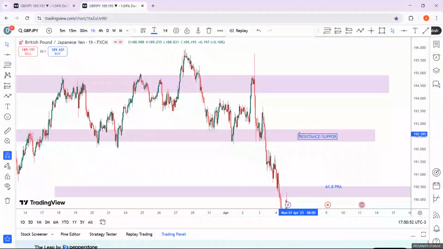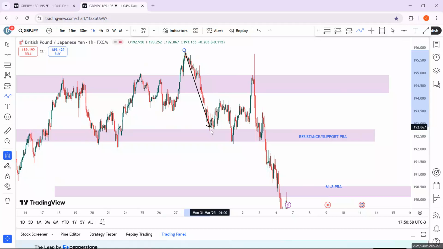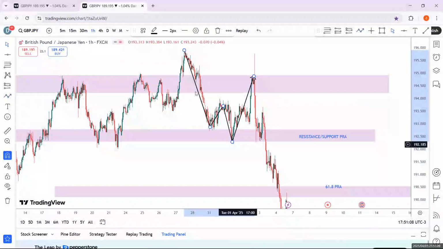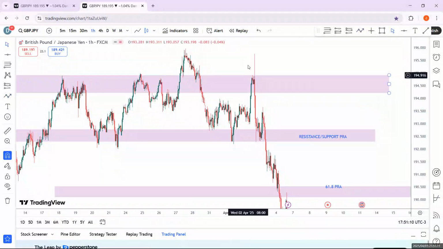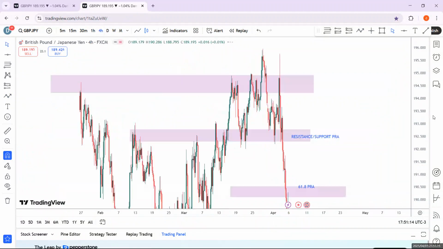Just like we said, this level here was a resistance slash support, only for it to fail. Prices made all of these movements here. It even broke structure at the resistance slash support, only for it to fail, just because it wants to come to the 61.8 in order to have a proper discount. The 61.8 levels are always the most proper discounts.